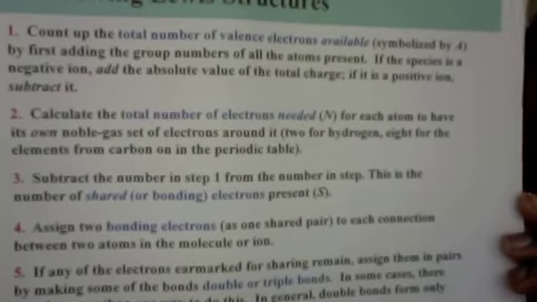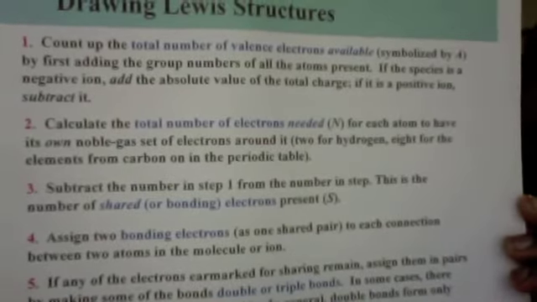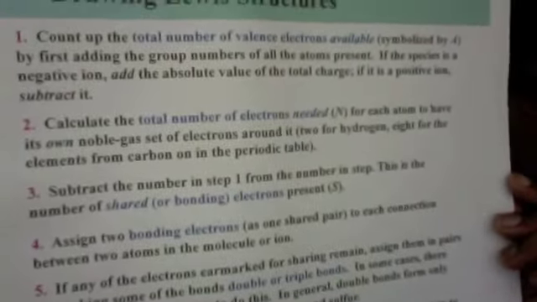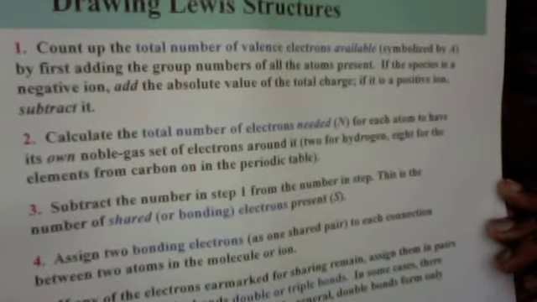Now we have a couple of guidelines going into Lewis structures. Again, not rules, because they're not going to work for every setup that we have, but they are guidelines that will work a lot of the time. So we want to start. Count up the total number of valence electrons available. You want to add up the group numbers of all the atoms present, and if the species is a negative ion, add to the total charge, and if it's positive, subtract from it.